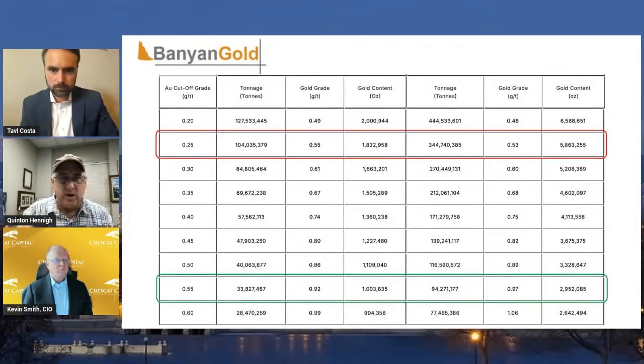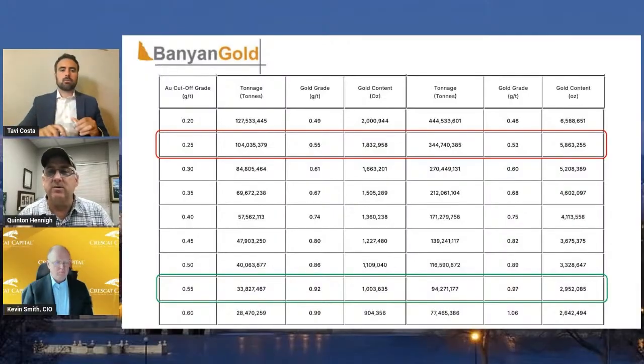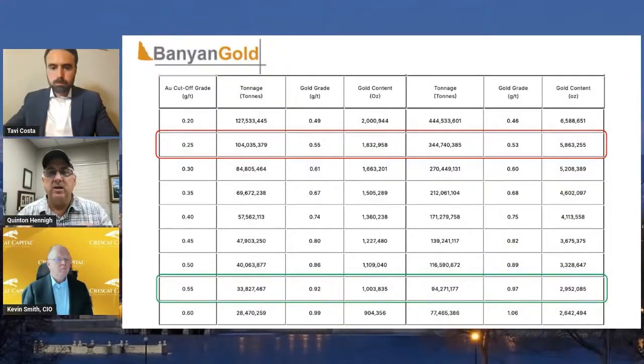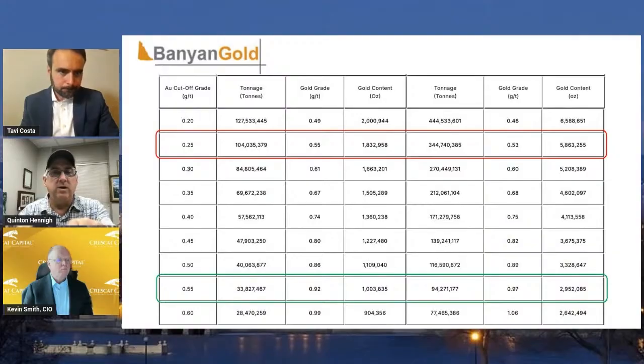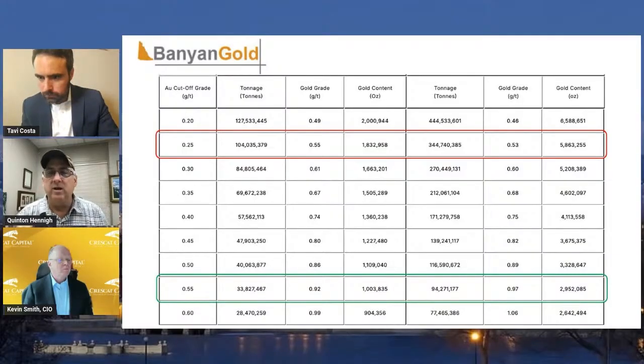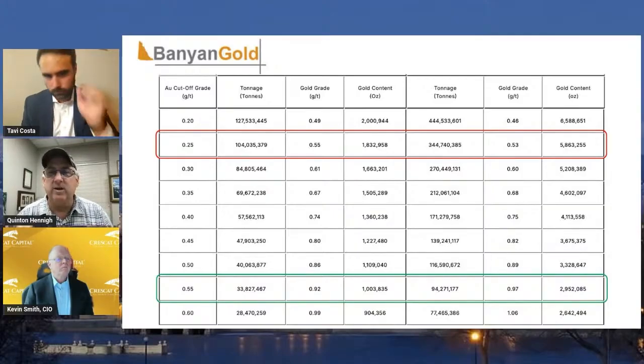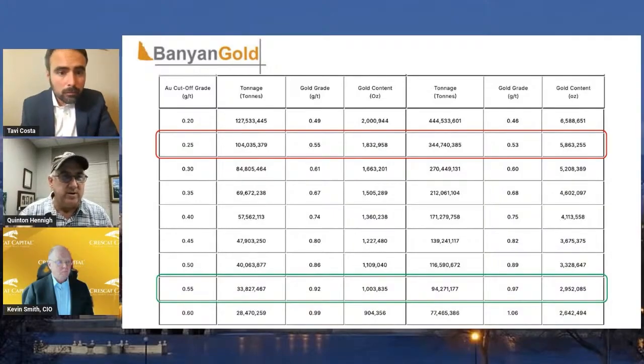We're going to look at the numbers real quick. I'm going to highlight 2 numbers. So at a 0.25 gram cutoff, you can take your inferred and indicated. So the one there on the left, the 1.8 million ounces. Then over here you got 5.9 in inferred. We're already at, what, 7.7 million ounces or something right there. At a half gram, well, that's better than the average grade at Fort Knox right now. Okay, so that's pretty good.